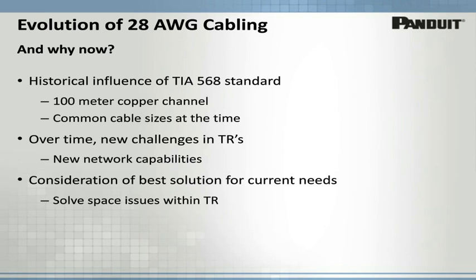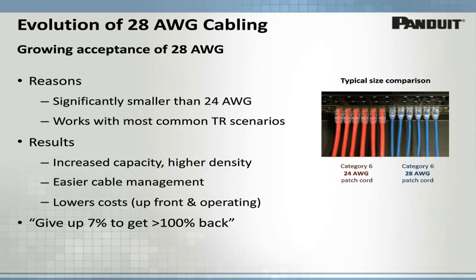But as we've seen, there are new challenges in the data centers and TRs over time, driven by new network capabilities. And those have caused the industry to consider new ways to best solve the critical space issues within that prime real estate. And that is behind the excitement about 28-gauge cabling in the telecom room and data center. Not only is it significantly smaller than the typical 24-gauge cabling, like we see in the picture with 24-gauge cabling in red on the left and 28-gauge in blue on the right, but it can actually be used today in most common telecom room and data center scenarios to help solve the space challenges with increased pathway capacities, higher density layouts, easier cable management, and ultimately lower costs being the result.